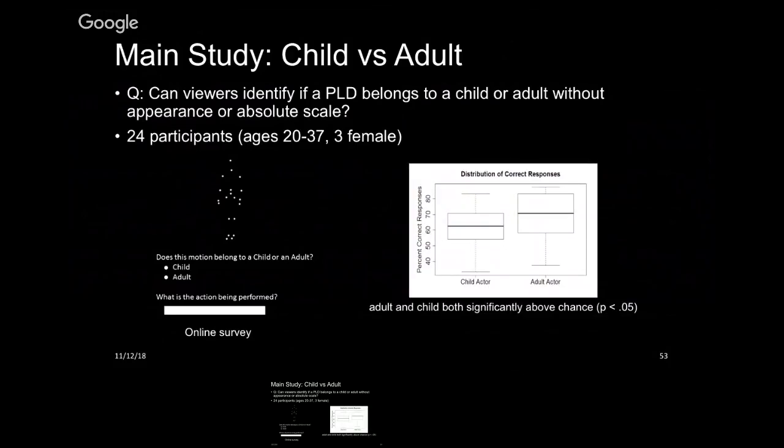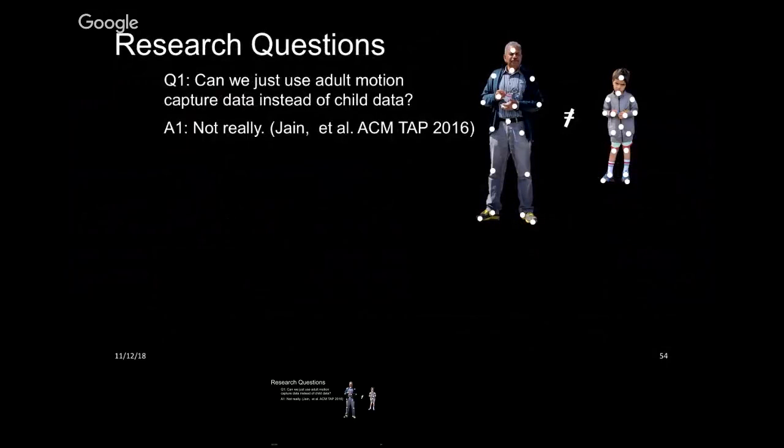And here's what the results look like. At a very, very high level, if we were to look at child actor and adult actor, and the percentage of times participants identified correctly that the motion from a child actor came from a child actor, both of these were above chance. So that tells us, well, these two motions are not equivalent. People can identify just from these point lights whether it was a child actor or an adult actor. So we can't really just fake it. We can't just use these motion capture databases to generate child avatars.